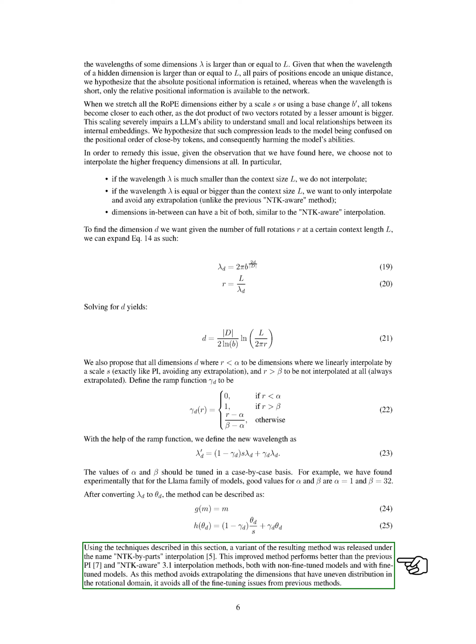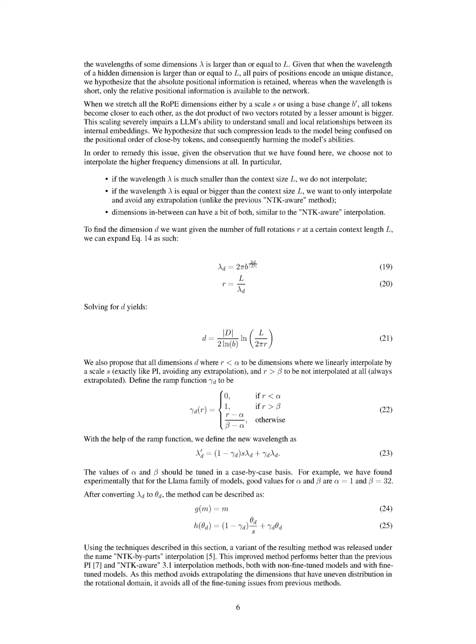Section summary. The RoPE embeddings in language models have some dimensions where the wavelength is longer than the maximum context length, indicating uneven distribution in the rotational domain. We found that the network treats some dimensions differently, with longer wavelengths retaining absolute positional information and shorter wavelengths only preserving relative positional information. Stretching all dimensions impairs the model's ability to understand local relationships, so we propose a new NTK-by-parts interpolation method that avoids extrapolating unevenly distributed dimensions, resulting in improved performance compared to previous methods.